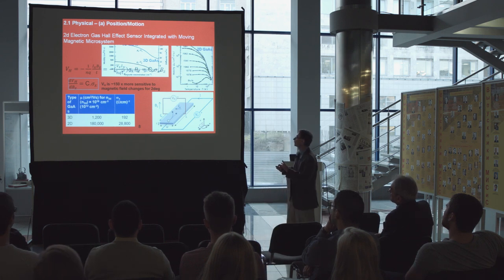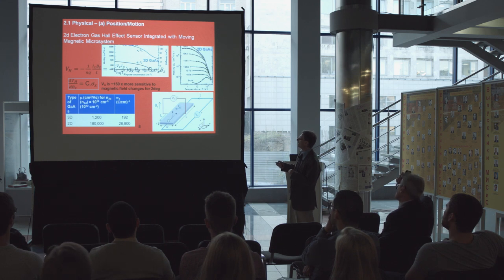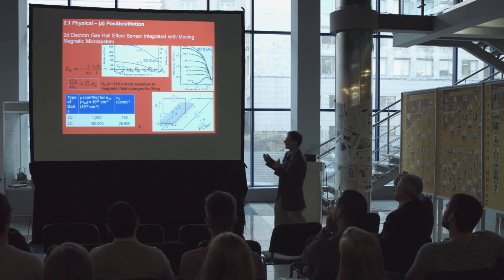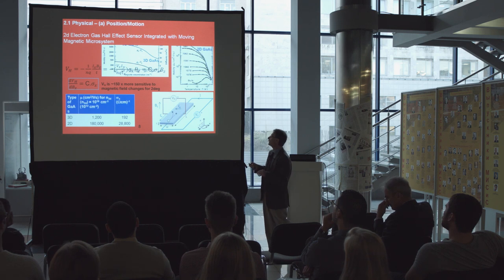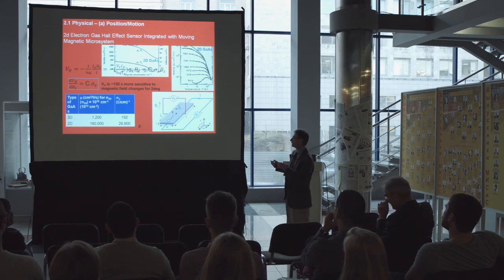All right, so the purpose of the slide is to show you the bulk. These are the bulk mobilities over here. This is the carrier density in the bulk, and I'm afraid everything got smooshed together. And here's the same thing for the 2D structure. The purpose of this slide is as follows.